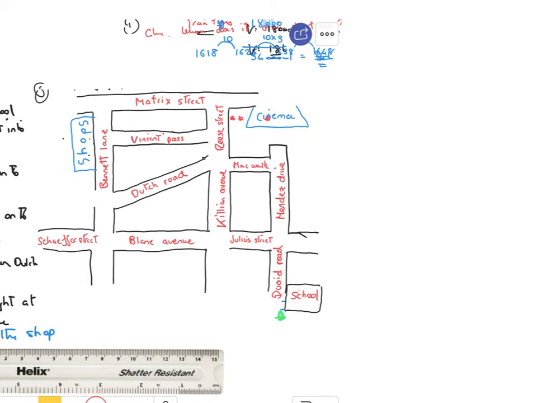Okay, the next question then is, give directions for John to get from school to the cinema. Okay, so there's school, and there's a cinema. Okay, so his first move then would be to come out of school and turn right onto Quaid Road. Right, so that's the first bit. Turn right onto Quaid Road.